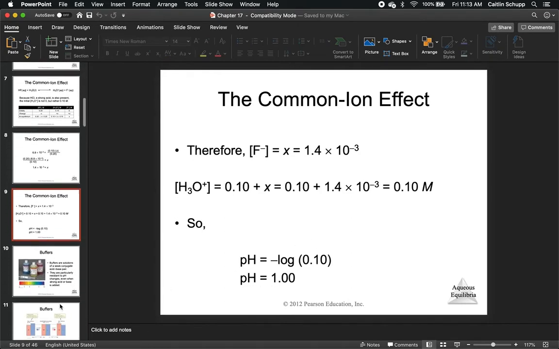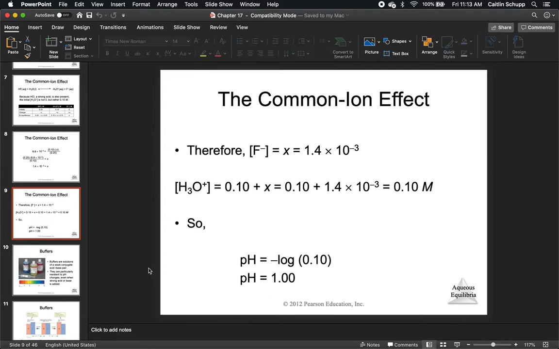Okay, so the common ion effect will typically have an impact on whatever ion's concentration we're looking at, but in this particular case, it really didn't. We just took the pH of our HCl. Now, a couple of reasons this makes sense. HCl is a strong acid. A lot of the times it will have a huge effect on our acids and bases.